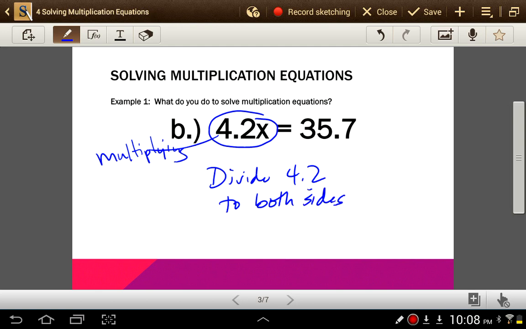Okay? So when you have a multiplication problem, which is usually set up without a multiplication symbol, it's just going to be the number and then the variable. Okay? The number is called the coefficient. And then you get a variable. You're going to divide both sides by the number you're multiplying to the variable. That's how you're going to solve them. Okay? I'm going to go to the next screen. If you need to pause, go ahead.